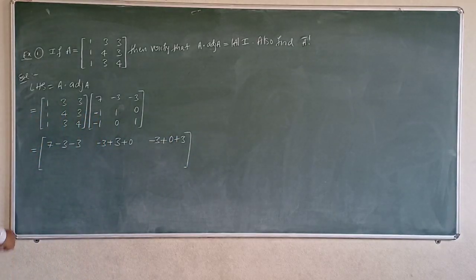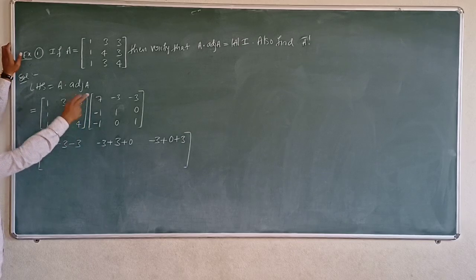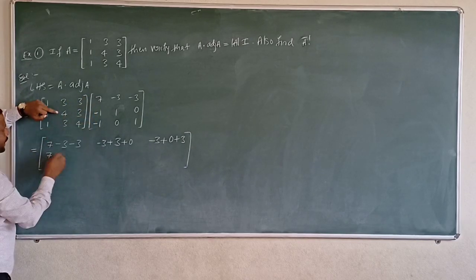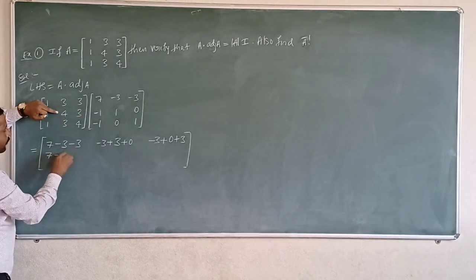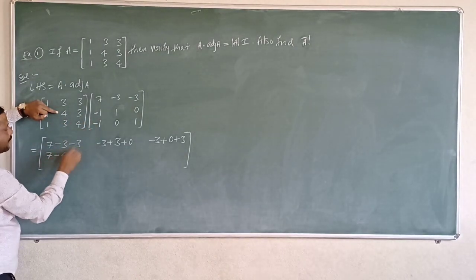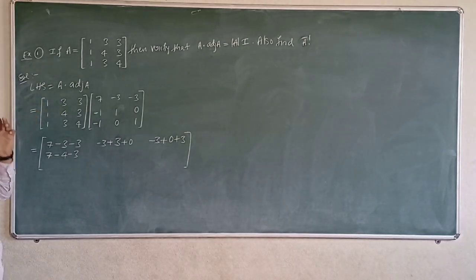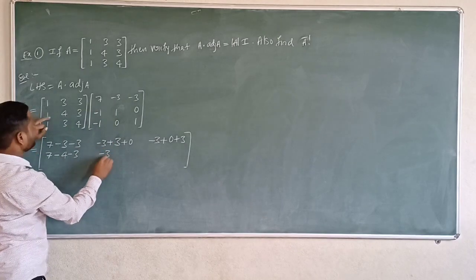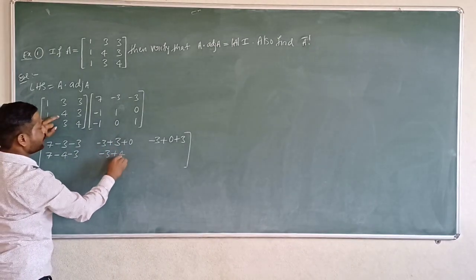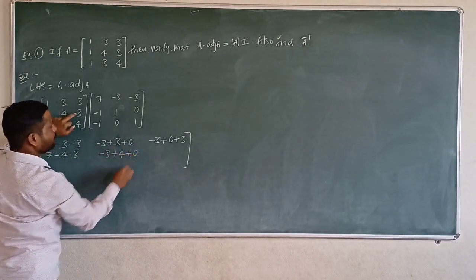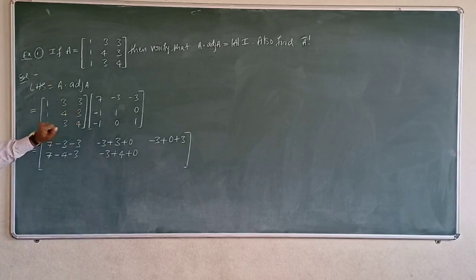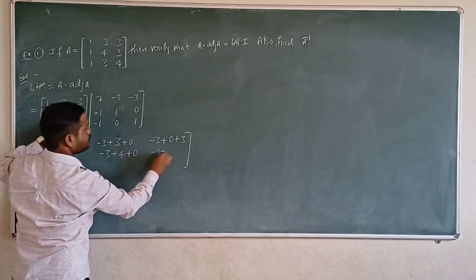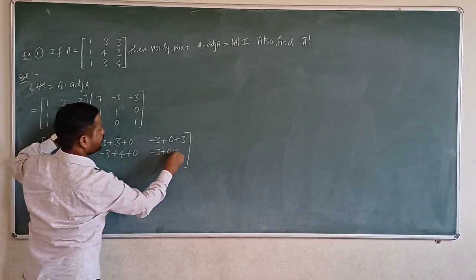Take up the next one, the second row, first column. 1 sevens are 7. Plus into minus minus, 1 fours are 4, plus into minus minus, 1 threes are 3. Next one, second row, second column: 1 into minus 3, minus 3. 1 fours are 4. Next, 3 zeros are 0. Next, the second row, third column: 1 into minus 3, minus 3. 4 into 0, 0. 1 threes are 3.